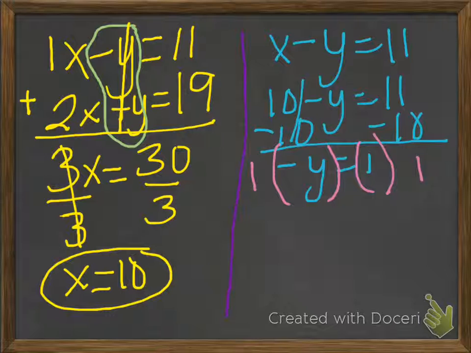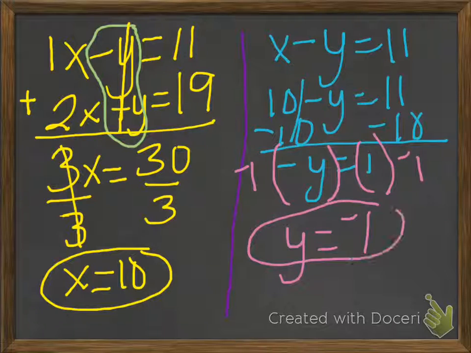Then we got a discussion of what happens to the negative. Remember, anything times a negative is going to change the charge, right? So instead of multiplying by 1, I'm going to multiply by negative 1. Multiplying by negative 1 will allow the y to stay y, but it will change the charge to a positive. So negative 1 times negative y will give me a positive y. And then 1 times negative 1 will give me a negative 1. So in the system, y equals negative 1.